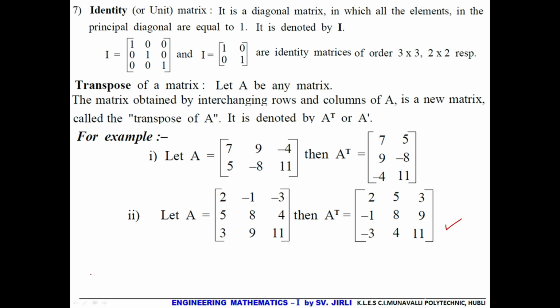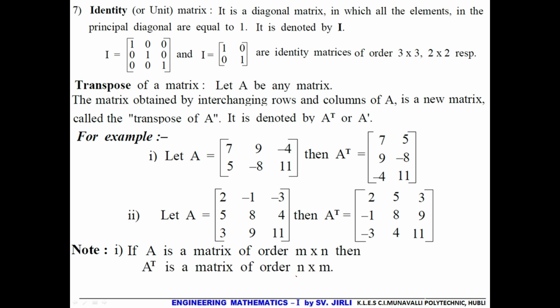We have a few notes based on the transpose of a matrix. Suppose A is a matrix of order m cross n. M cross n means m indicates rows, n indicates columns. Then what is the A transpose order? A raised to T is a matrix of order n cross m. Second note, the transpose of A transpose is A itself. Hope you copied. Let us move to the next.